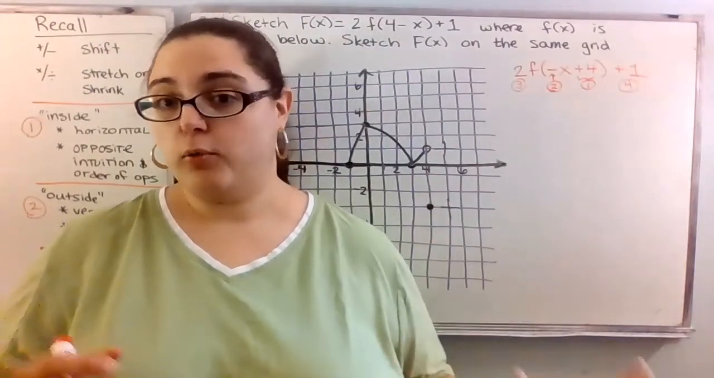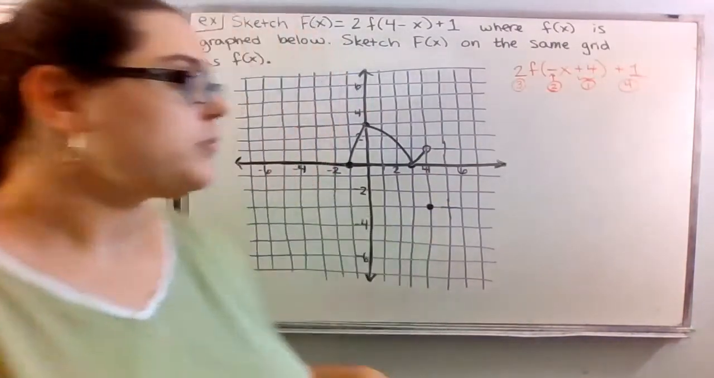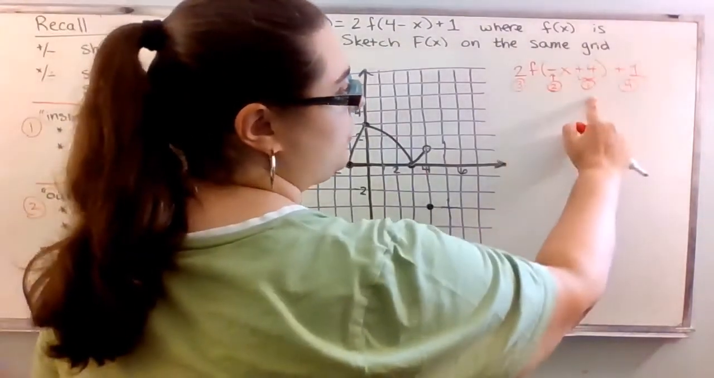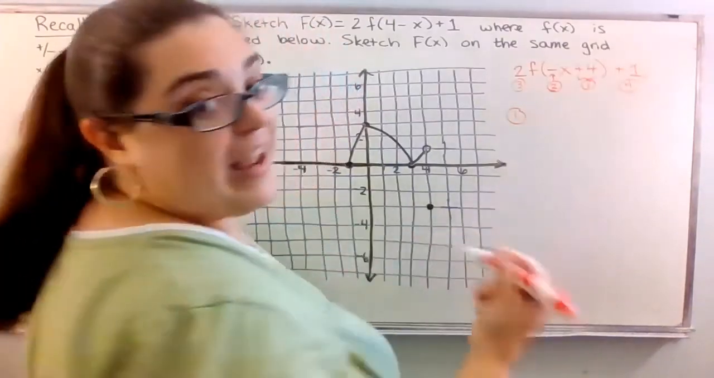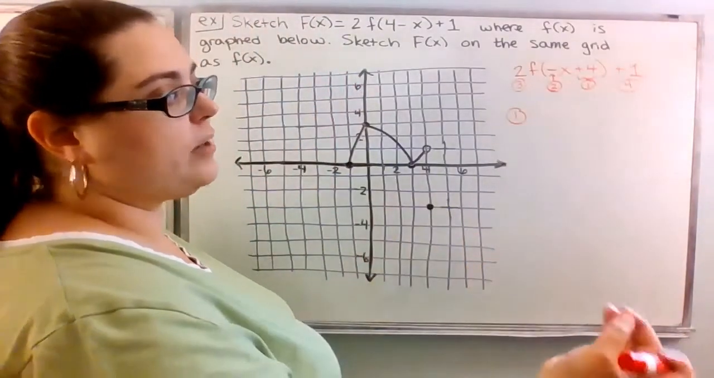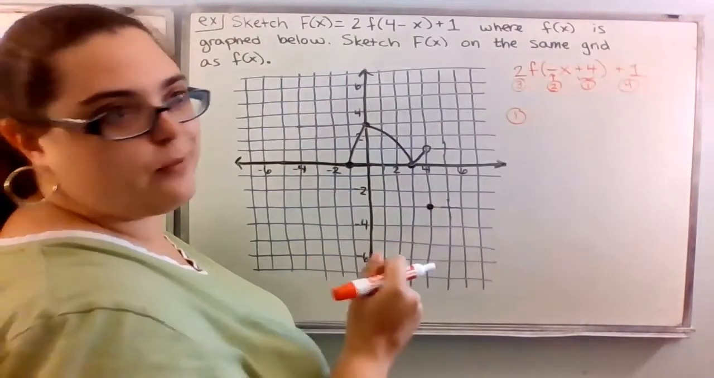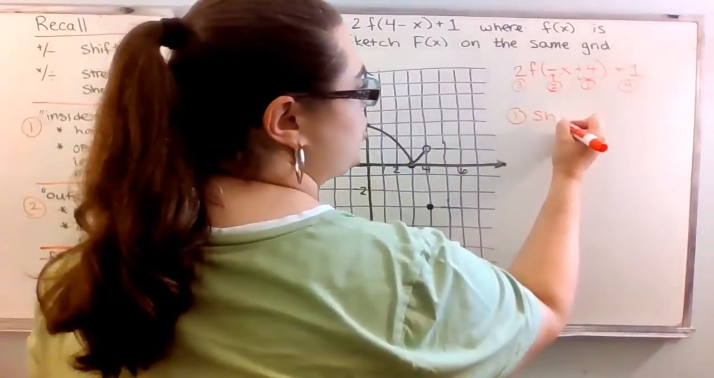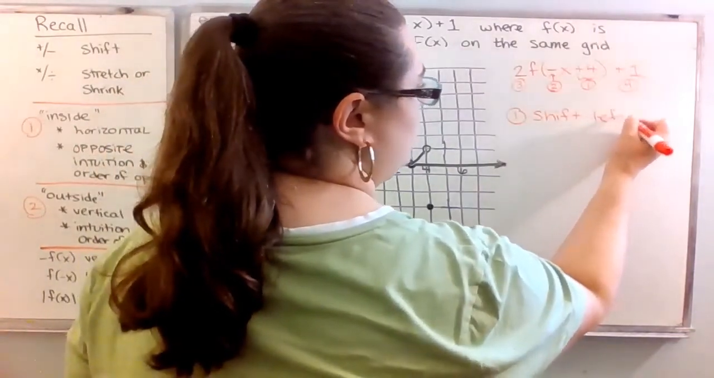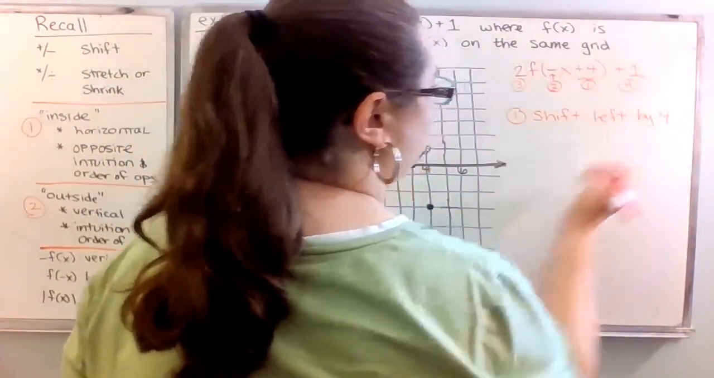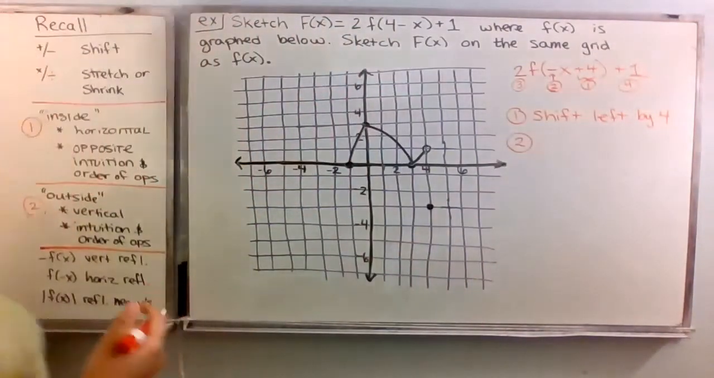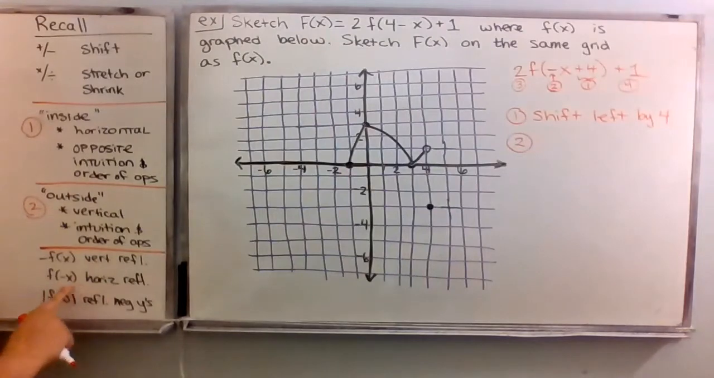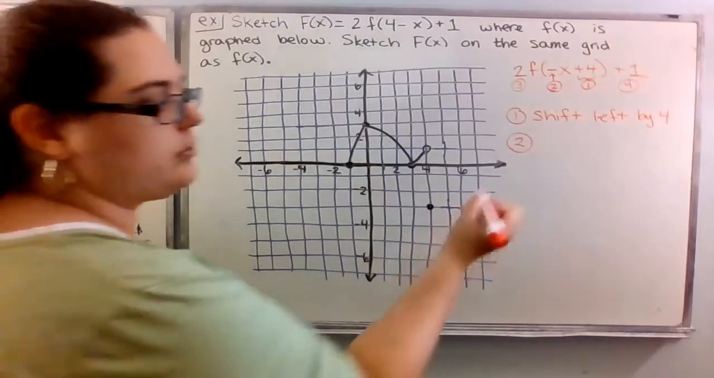Then I can start to think about what those transformations are. So the first 2 are inside, so I know those are horizontal changes. Since I'm adding 4 here and it's horizontal, that means I'm going to shift left. It goes opposite what I want it to. So first we're going to shift left by 4. Second, we're negating the x. Remember that that negative means a reflection. So since we're negating x inside the function, this is a horizontal reflection.